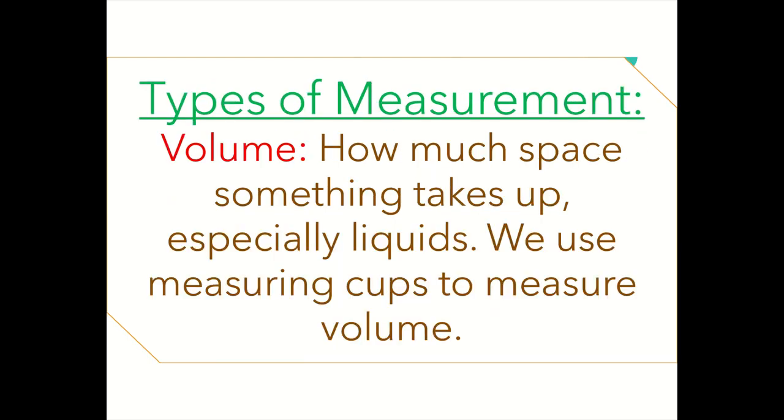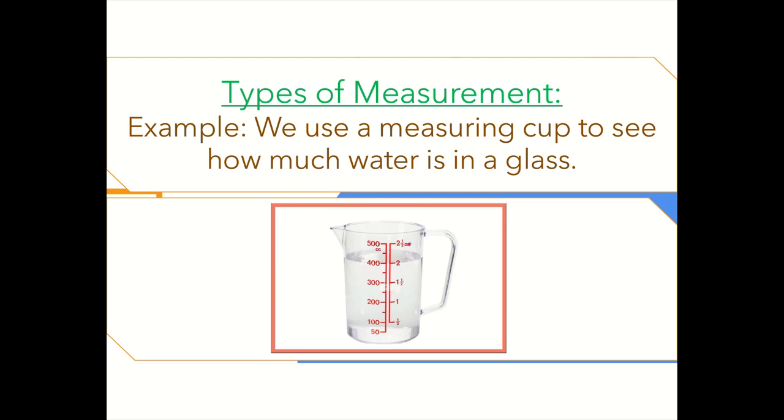Types of measurement. Volume, how much space something takes up, especially liquids. We use measuring cups to measure volume. Example, we use a measuring cup to see how much water is in a glass.